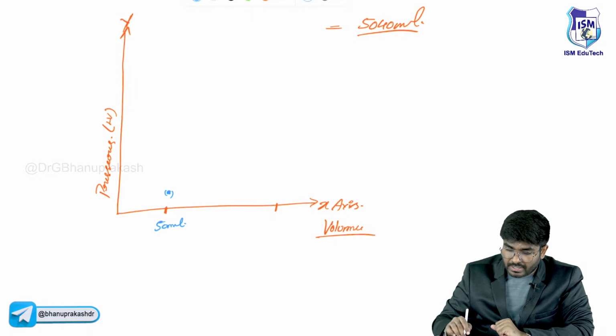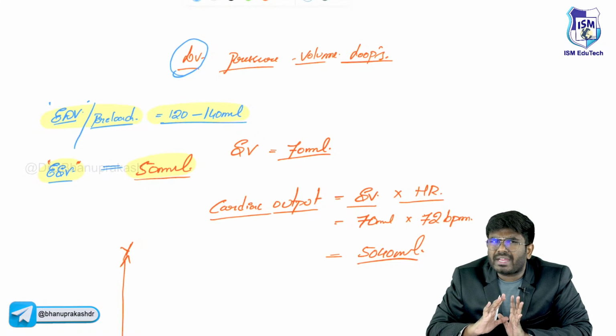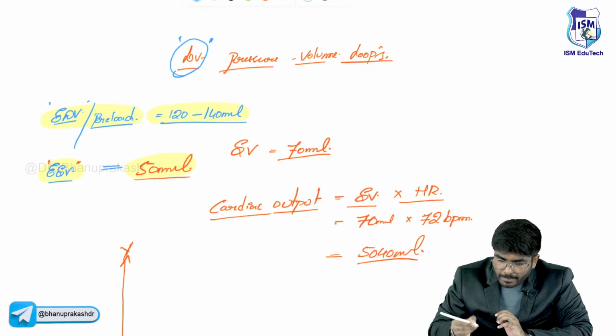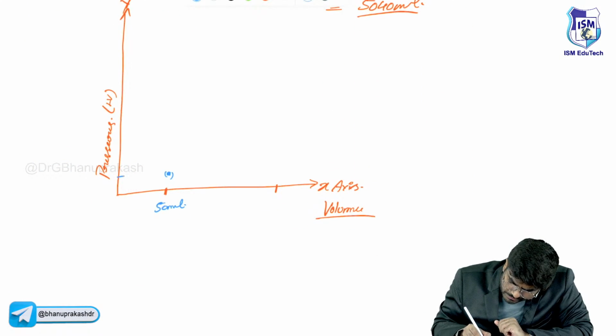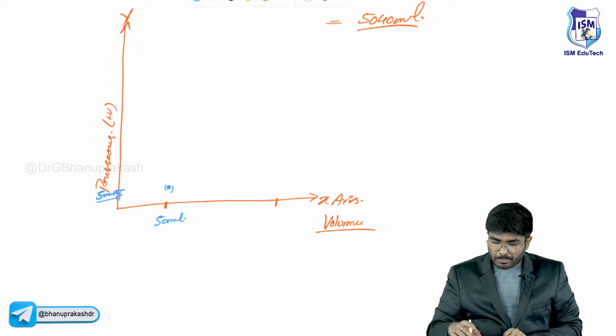Left ventricle. Right now I am talking about everything only for the left ventricle. I am not talking about the atria, I am not talking about the right ventricle. Okay? So what is the pressure in the left ventricle? Somewhere around 5 mm Hg, with 50 ml of blood. That's the point.